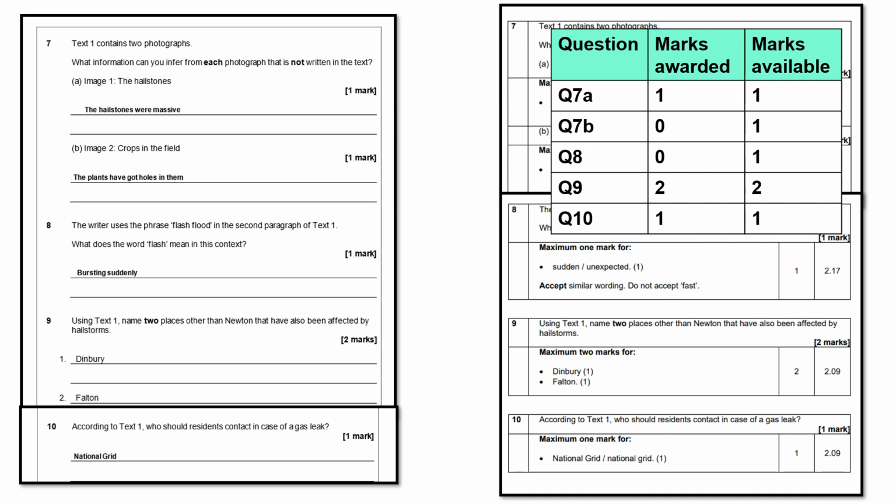And question 9 and 10 test basic comprehension skills. Question 9 requires the learner to name 2 places other than Newton that have been affected by hailstorms. There are only 2 possible answers, which are Dinbury and Falton. And question 10 requires the learner to identify who to call in case of a gas leak. And again, there's only one possible answer, National Grid.